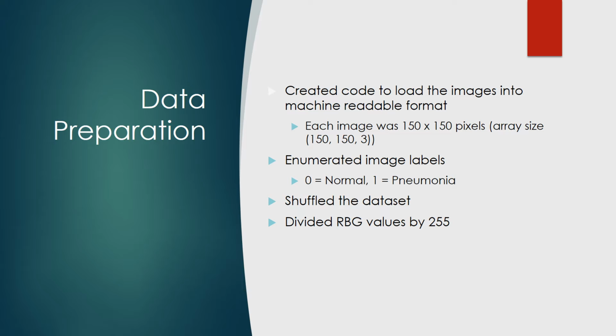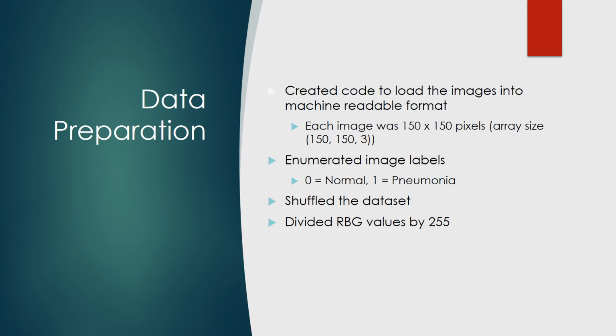Now that we have the data, we have to actually use it. In order to do this, we created a loop in Python that would iterate over the different file paths and load the images into our datasets. We had to make it so that these images were machine readable, so we used RGB formatting. We chose an image size of 150 pixels by 150 pixels.